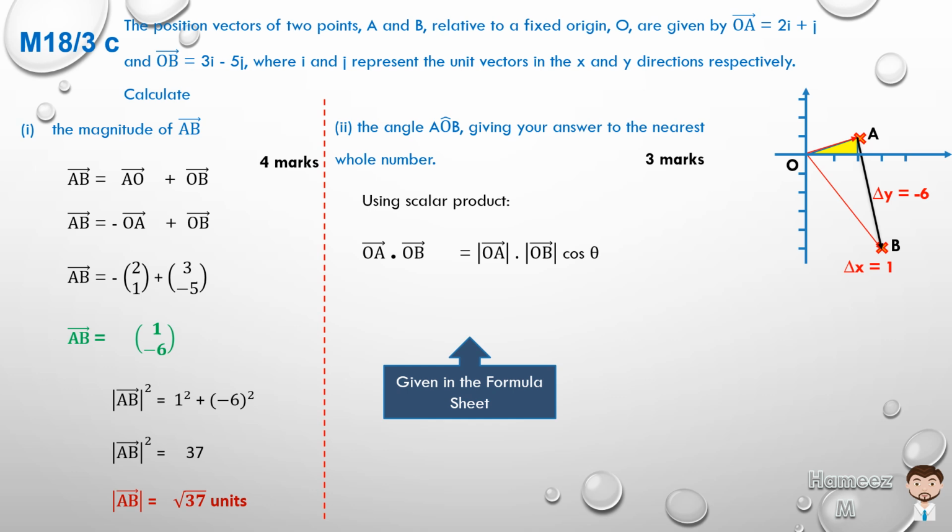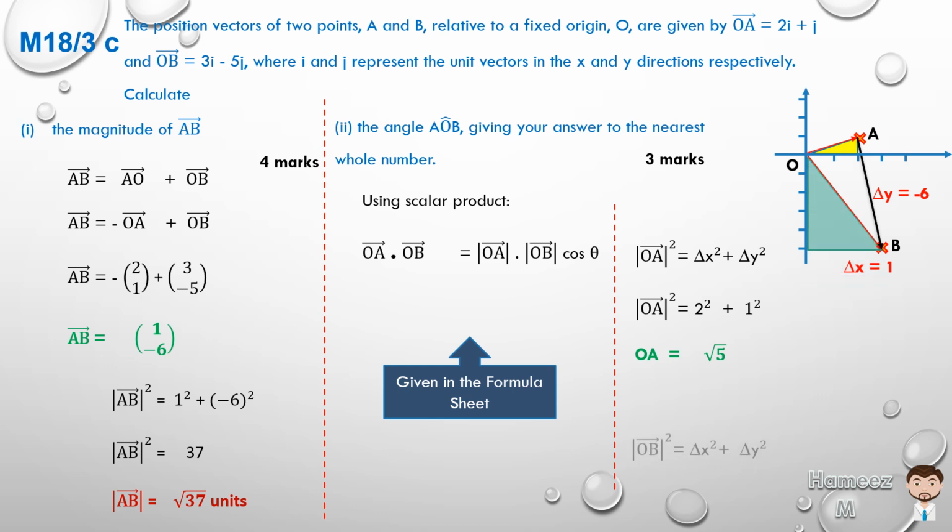To move from O to A, using similar processes to what we did in part 1, we need delta x squared plus delta y squared using Pythagoras' theorem. So OA squared is equal to 2 squared plus 1 squared, because it was 2i plus j. So 2 2s are 4 plus 1 is 5. So OA, the length, will be the square root of 5. So now let's bring up a triangle for OB. Similarly, OB squared would be equal to 3 squared plus minus 5 squared, which works out to be 9 plus 25, which is 34. So OB, the length of that, will be the square root of 34.